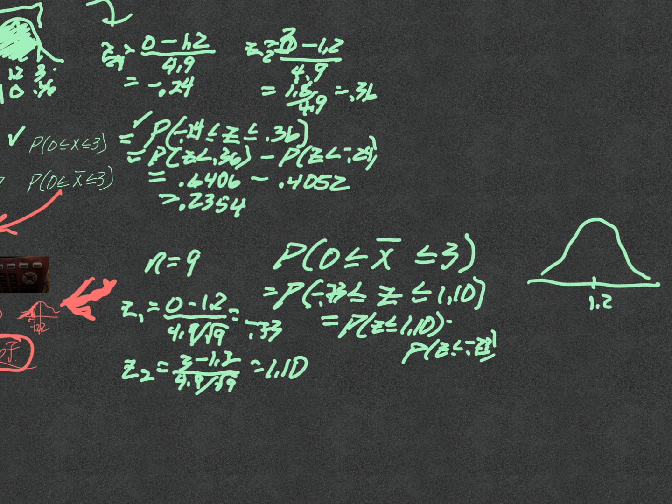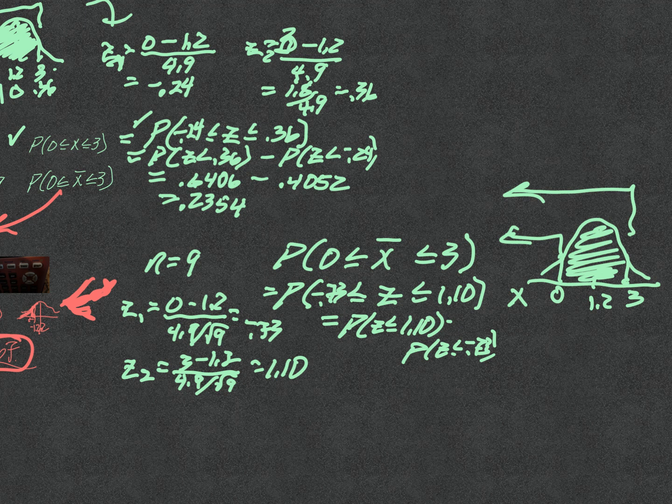The weights we're looking at are 0 and 3. This is our x data, okay? And so it's in between those, all right? And so if we take the probability less than 3 minus the probability less than 0, we take that big area minus the little area, and it gives us the area in between.